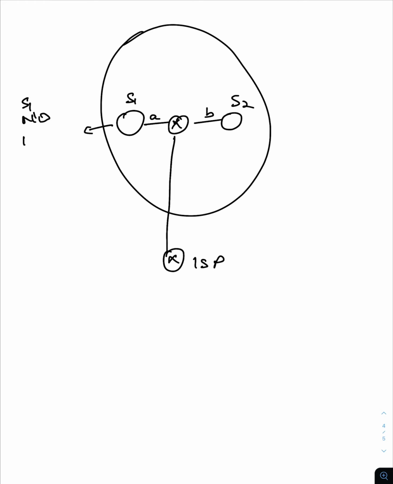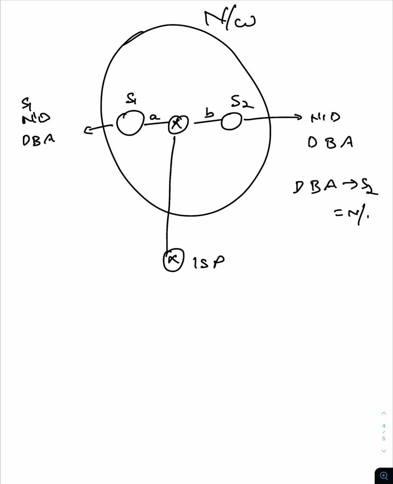Subnet 1 has its own network ID and directed broadcast address, and subnet 2 has its own network ID and directed broadcast address. And you know that the DBA of S2 is the same as the DBA of the entire network. And the network ID of subnet 1 is the same as the network ID of the entire network. Suppose someone is outside the network and there is someone inside the organization.